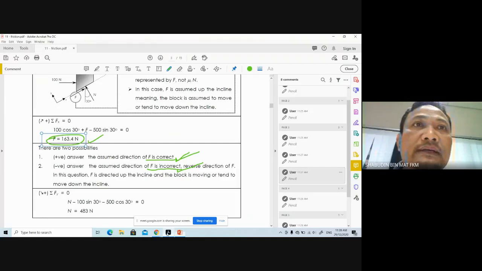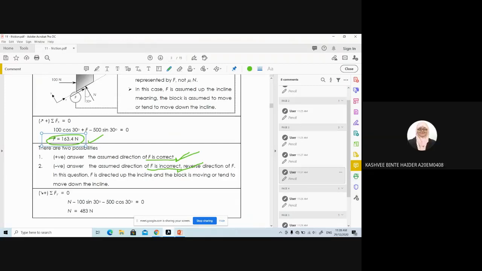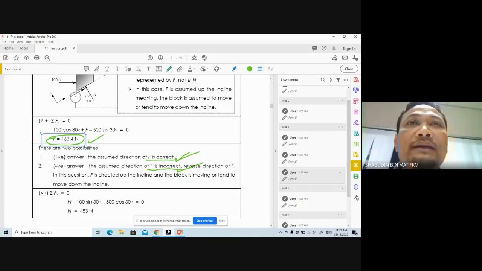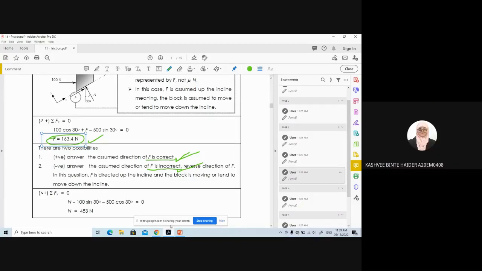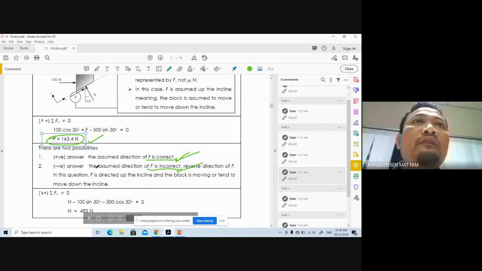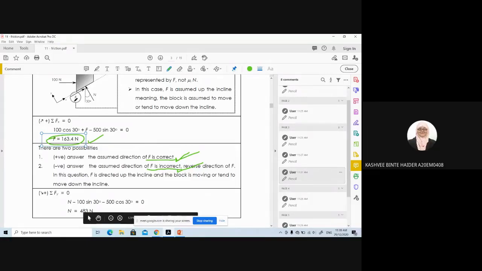Would you mind explaining it again? I missed some part. Which part? I actually didn't understand why we are doing this, 100 cos 30 degrees plus F. What is the function of F here?